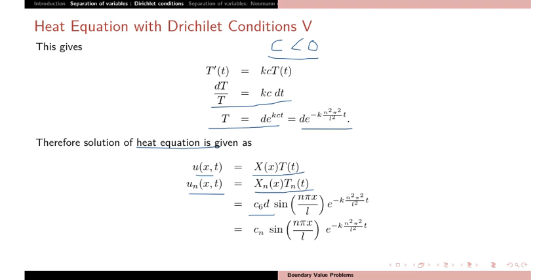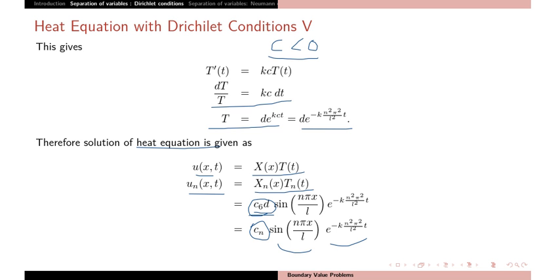So I am writing a new constant, C_n, for these two constants. The solution contains sine and exponential. And if you remember the heat equation from the previous chapter, the solution of the heat equation contains exponential functions, e to the power of something like 1 by 4 pi k. You may remember that. So the solution of the heat equation contains exponential functions.